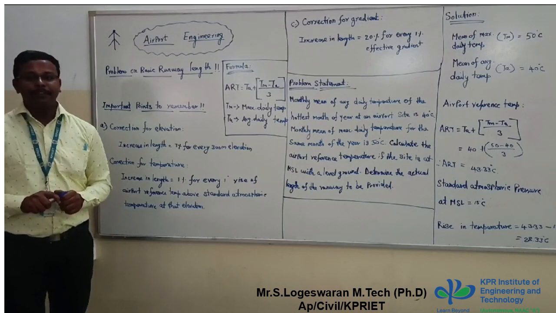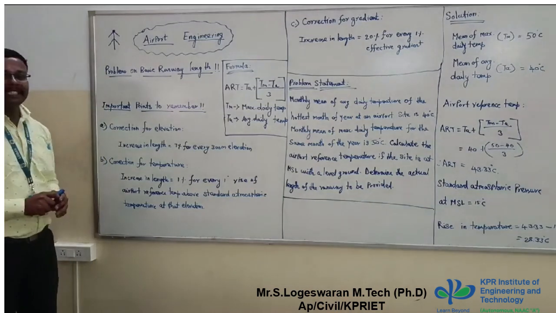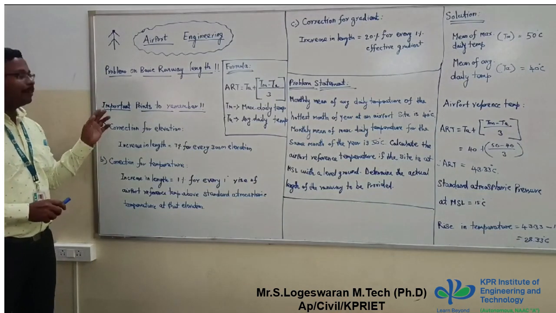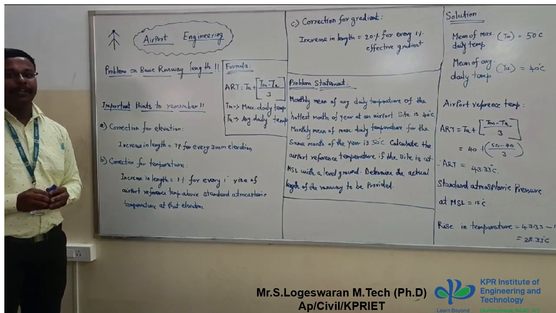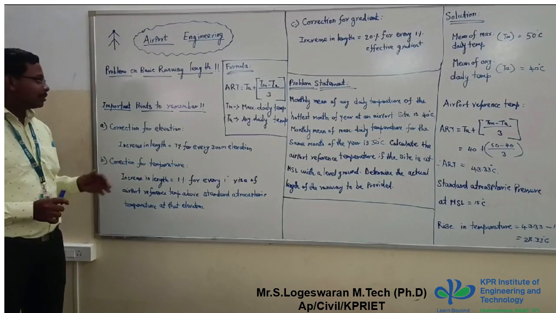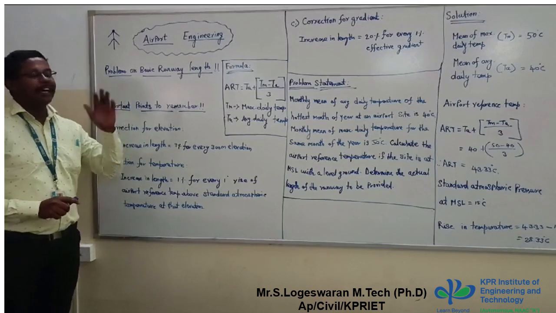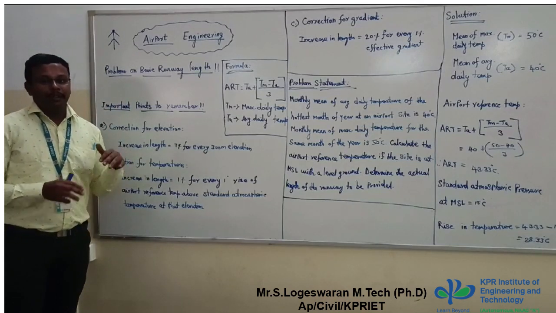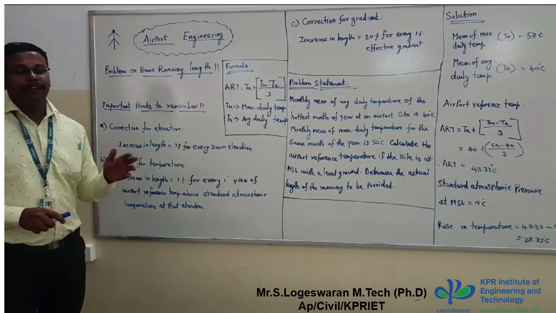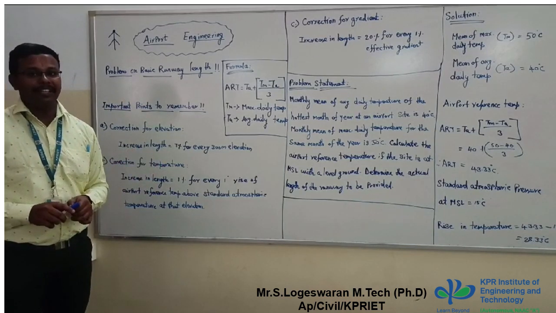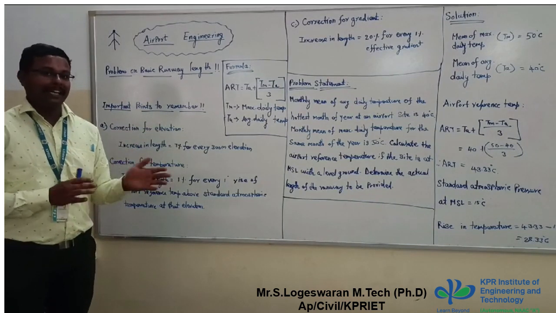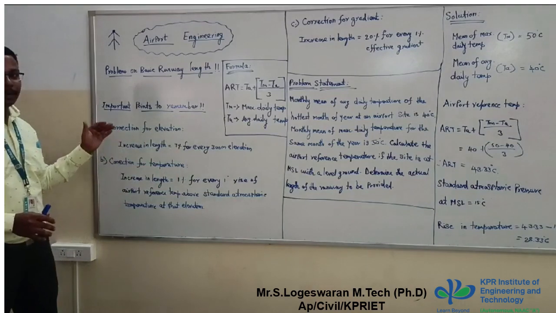In this video, we are going to see the topic under Airport Engineering, problems on basic runway length. Before entering into the concept, we need to remember certain points, that is, correction for elevation, temperature and gradient. We need to implement these corrections to determine the actual length of the runway from the basic runway length. So let us see one by one.